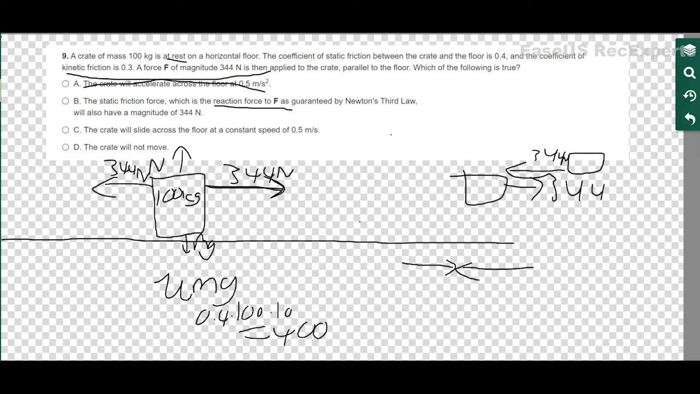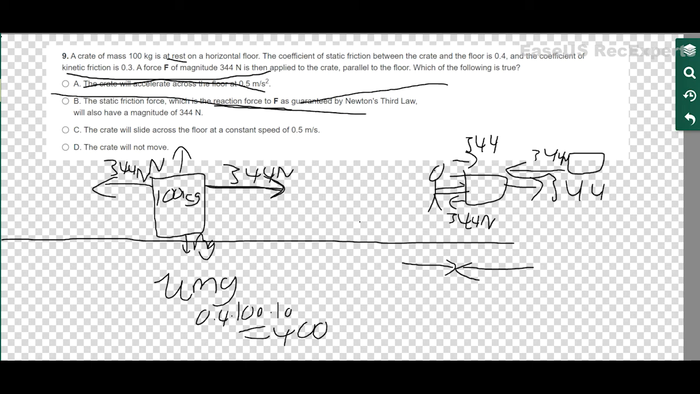So the reactionary force in this, actually, let's say a person was pushing it at 344 newtons. The reactionary force would be the object exerting 344 newtons back at the person's hands. So we can conclude that friction is not the reaction force. It is a reactionary force, but not the reaction force.